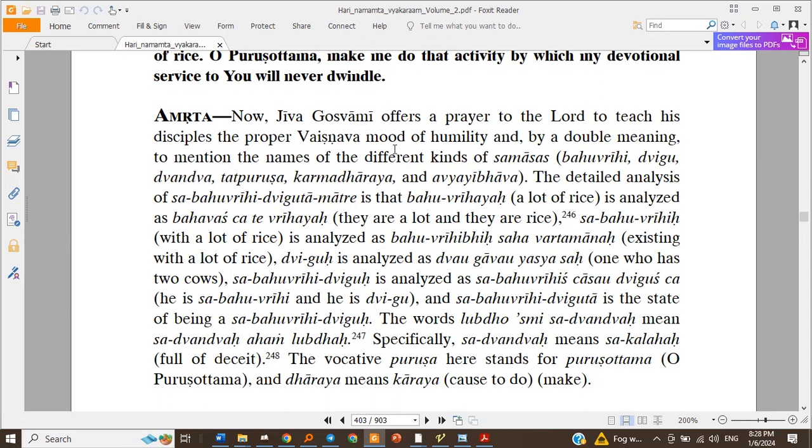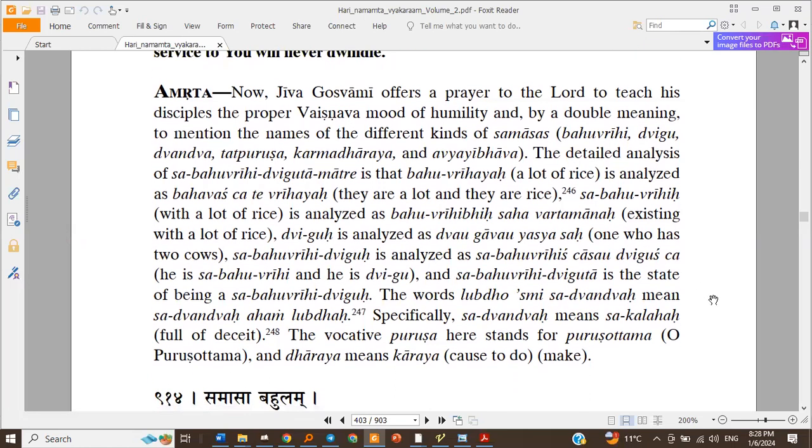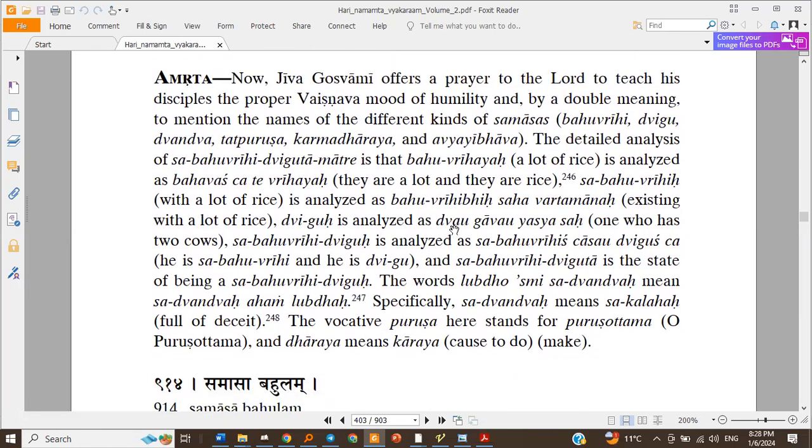So very nicely the Amrita commentary is explaining the shloka individually also, because this is important, a mention of all the samasas. Then sabahuvrihi dviguta is the state of being a sabahuvrihi dvigu.